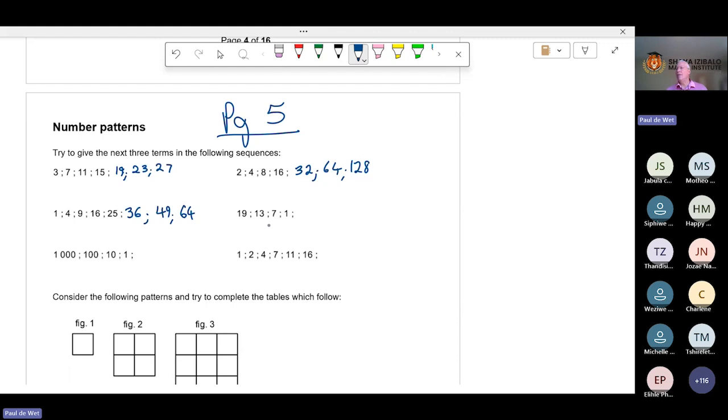19, then 13, then 7, then 1. What's happening here? Okay, someone's asking what are square numbers? Square numbers are when you just square the numbers. So 1 squared, 2 squared is 4, 3 squared is 9.